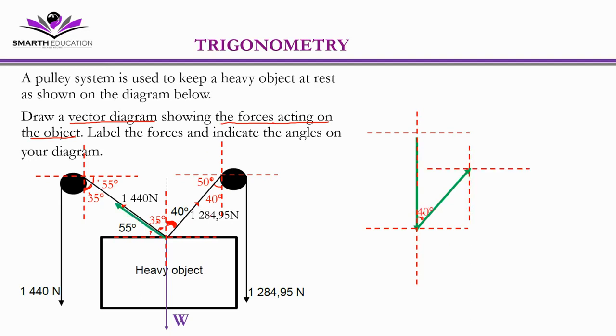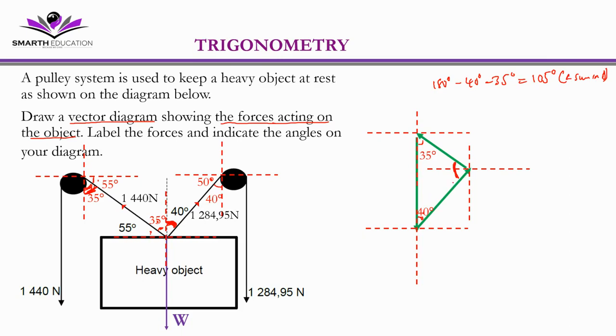Okay, right, let's join the other vector. And then we're joining the force, which is 1,440 newtons. We're joining it there. What is this angle here? It will be the same as this angle here. So it means it's 35 degrees. And then we can find this angle using the angle sum in a triangle. If you say 180 degrees minus 40 degrees minus 35 degrees, you get what? 105 degrees because of angle sum in a triangle.